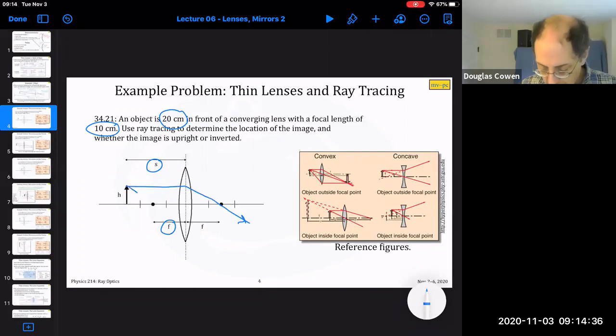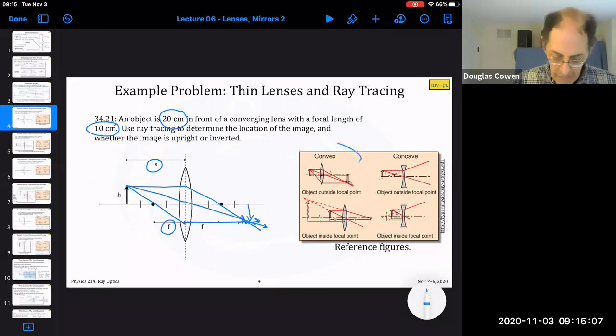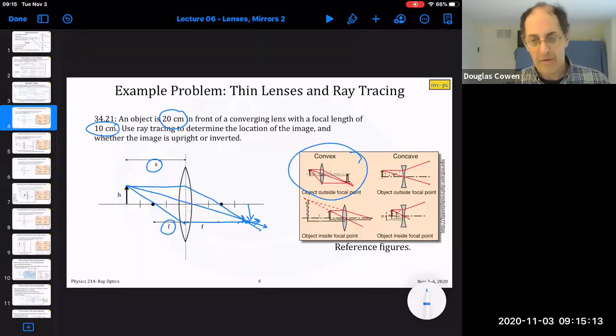The ray that's going through the focal point on the left-hand side of the lens will emerge parallel on the right-hand side. And finally, the ray that goes through the center will go right through the center and be undiverted. And so you can see that we have an image of the arrow that's going to be over there somewhere, on the right-hand side of the lens, and it's going to be inverted. And that follows what this reference figure over in the top left shows. Those are the three rays.